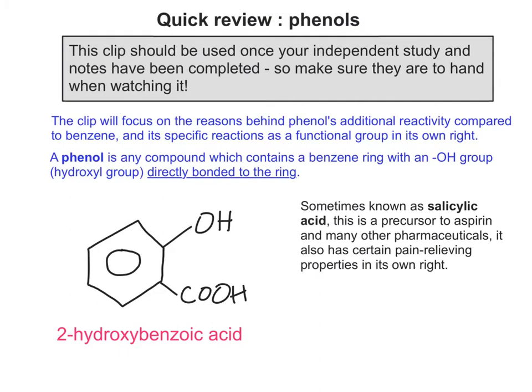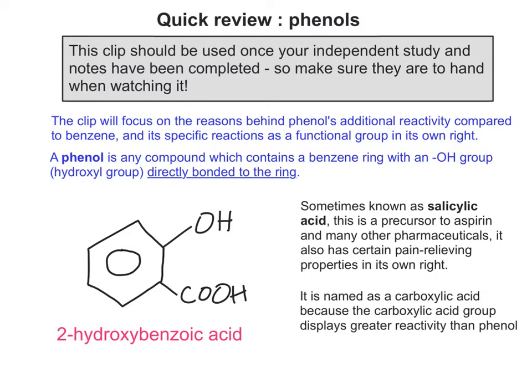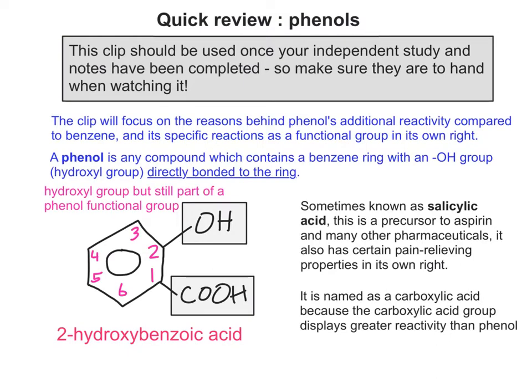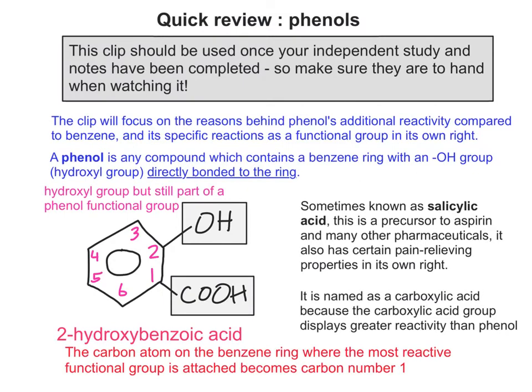So this is another example of a phenol, but have a look at the name, it's quite interesting. It hasn't got phenol in the name. So because of the carboxylic acid group being slightly more reactive than the phenol part of the molecule, the name is dominated by the carboxylic acid, so hence why it's called 2-hydroxybenzoic acid. So although the hydroxyl group is still part of a phenol functional group, the carbon atom on the benzene ring where the most reactive functional group is attached becomes carbon number 1.